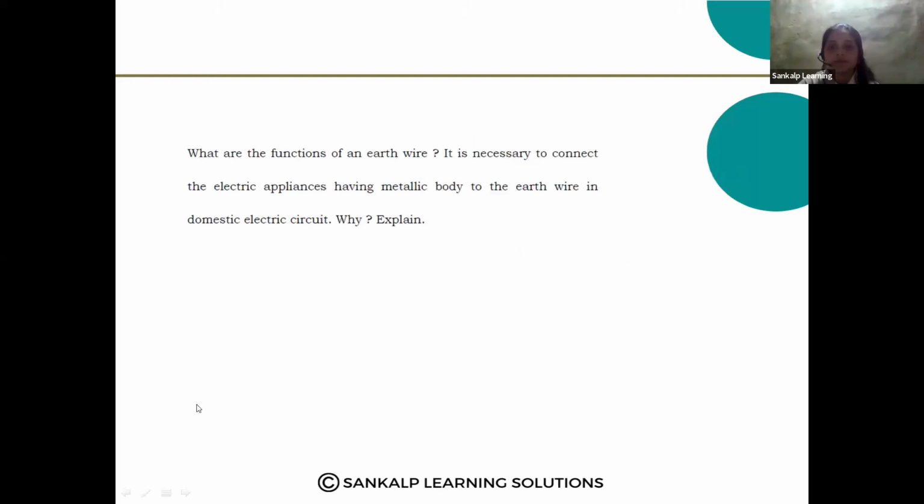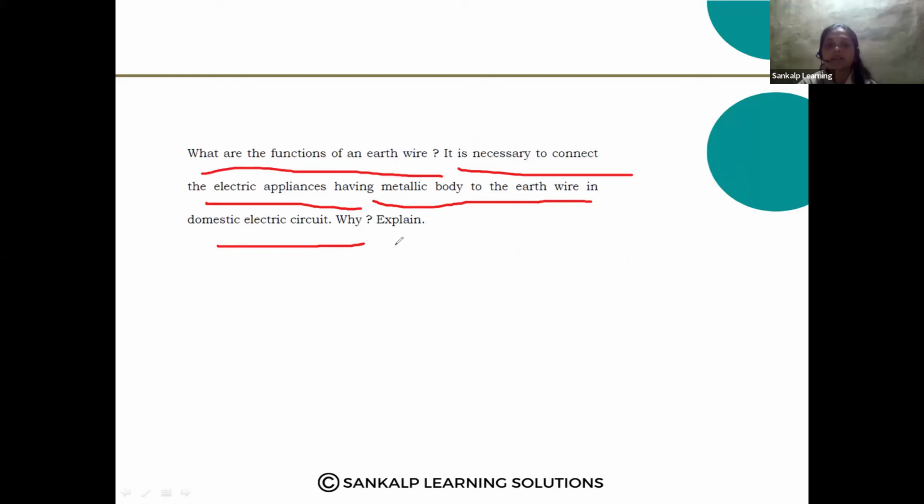So here, what are the functions of an earth wire? It is necessary to connect the electric appliances having a metallic body to the earth wire in the domestic electric circuit. Why? Explain. So earth wire, what is the function of the earth wire?